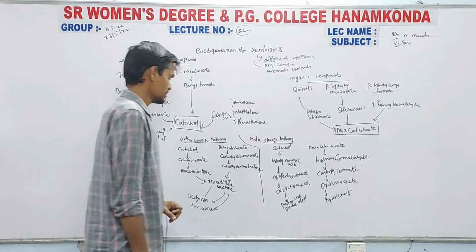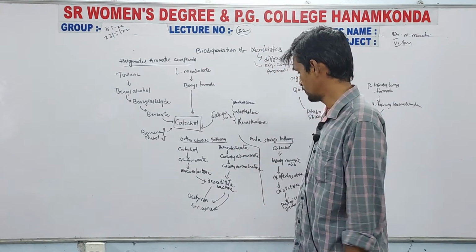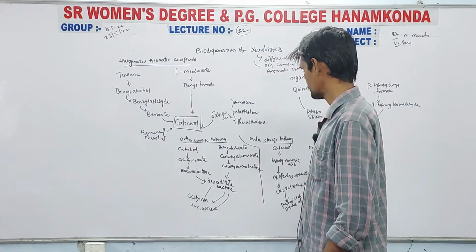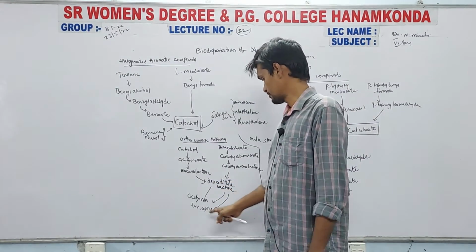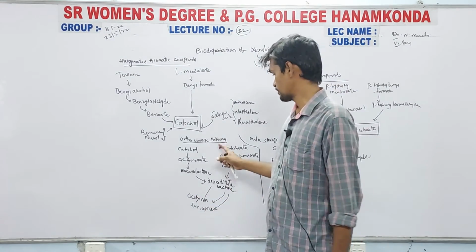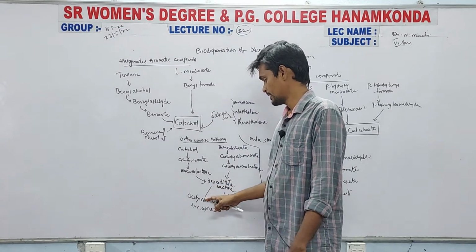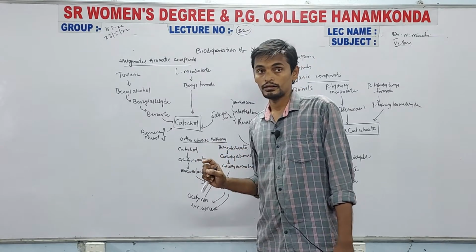Coming to protocatechuate, it results in the formation of carboxy-cis-muconate, carboxymuconolactone and finally oxoadipate lactone, which results again in acetyl CoA and succinyl CoA. So in the ortho-cleavage pathway, the end products will be acetyl CoA and succinyl CoA from both catechol and protocatechuate.